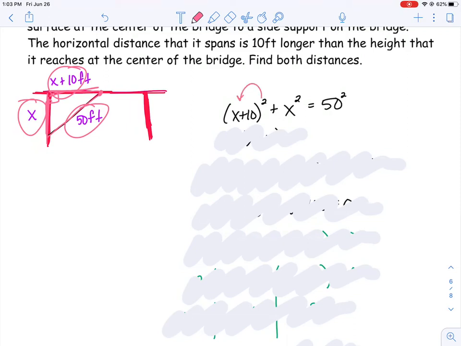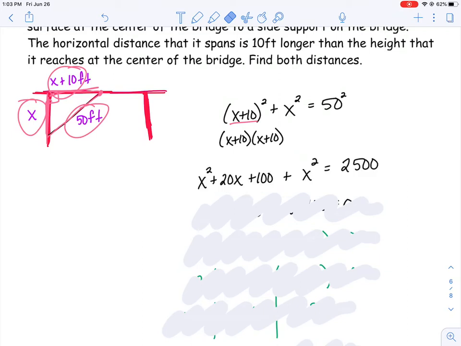Be careful. Please do not distribute the square too. Remember, if there's a plus or minus sign connecting my terms inside, I can't just distribute that too. What this means is that I have an x plus 10 twice. I have two of them. So what I really need to do is write it out twice and FOIL. So foiling those two binomials, adding an x squared, and setting it equal to 50 squared, which is 2,500, should look like this. Then I can combine my like terms and subtract the 2,500 over. After combining my like terms, you should have 2x squared plus 20x minus 2,400 equals 0.